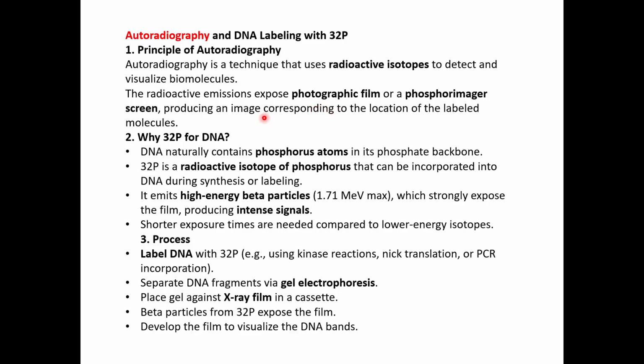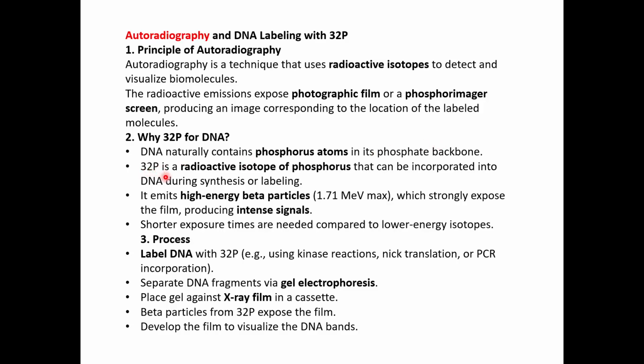So basically, your radioactive molecule that is present on the film or your sheet will be exposed to your photographic film or a phosphoimager, which will then lead to radioactive emission, and then it will show particularly where your labeled molecule is present. So now P32 for DNA. DNA naturally contains phosphorus atoms. It has a phosphate backbone. So it has phosphorus in it.